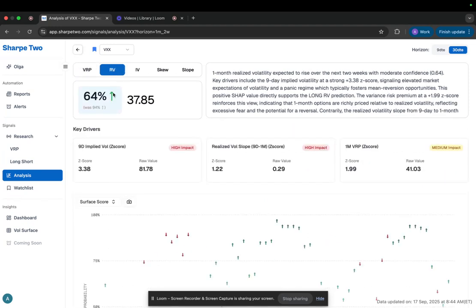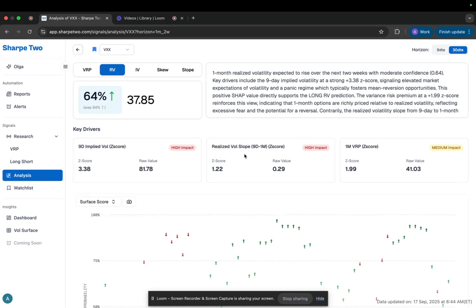And then for the reason why we think RV is going to go up, well, we still have the usual suspect: implied vol at 9 days is high. We're expecting something in the short term. The realized vol term structure. So this one is also an interesting one. Basically, that's the same term structure as the implied volatility term structure.